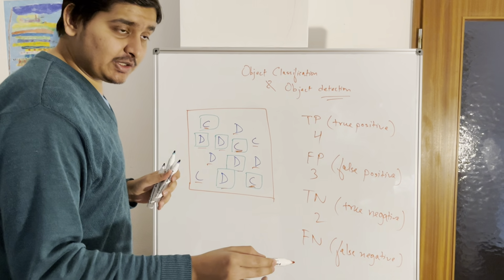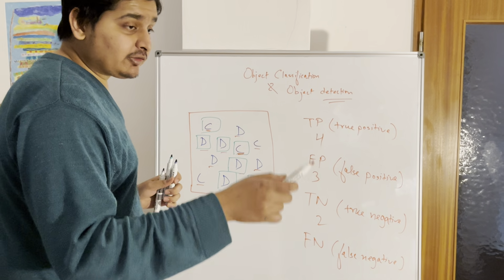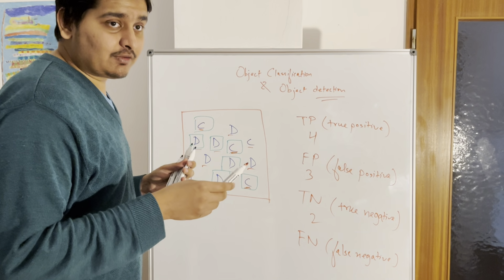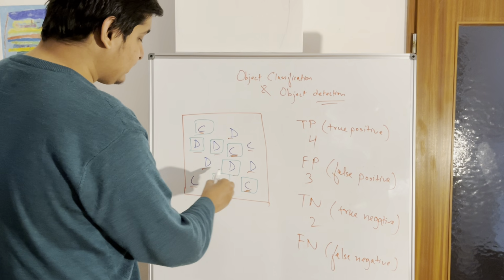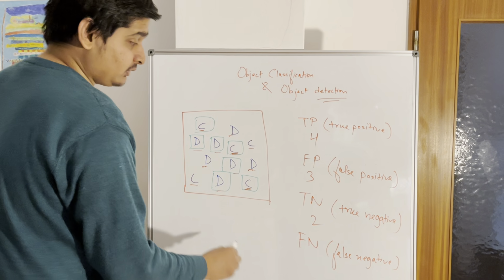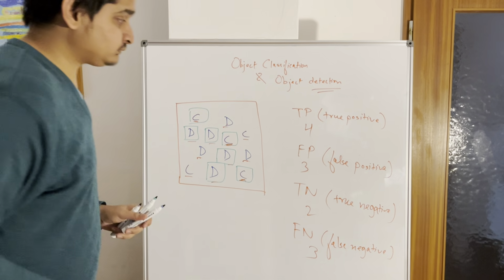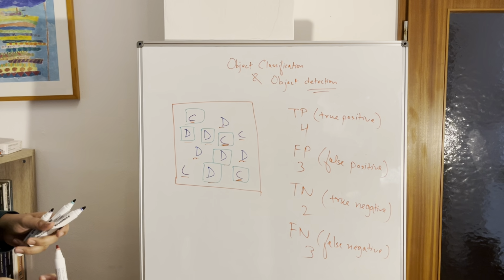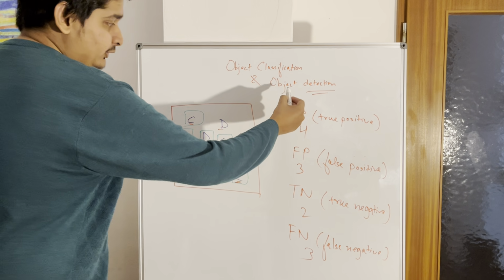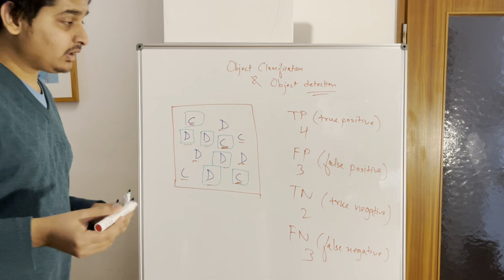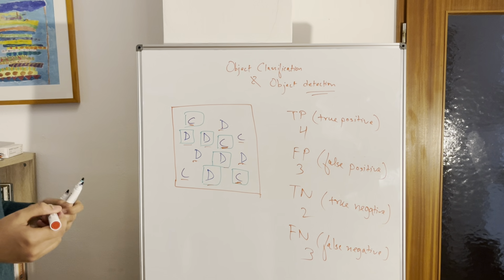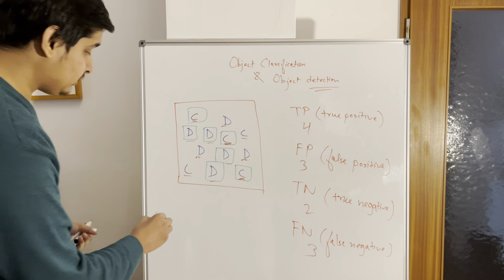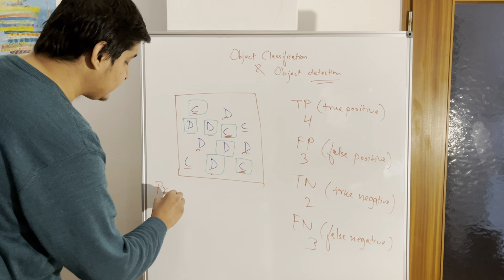They are negatives because they were not detected, but they were falsely done. So it was a mistake. We should have identified those. Our model should have done that. How many of them are there? 1, 2, and 3. From here we derive the very popular metrics of object detection and classification known as precision and recall.